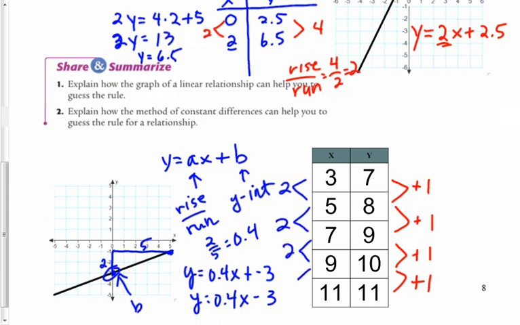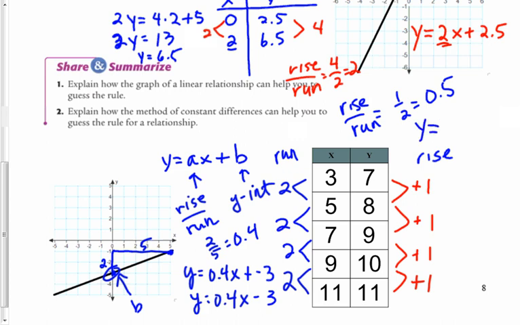Now, the y-axis is going up and down, so it's the rise. And the x-axis is the run. So I can now find my slope by just doing rise divided by run, which is 1 divided by 2, or 0.5. And then I now know this part of the equation, 0.5x. So I'm multiplying x by 0.5.